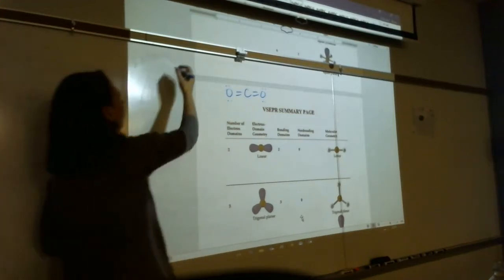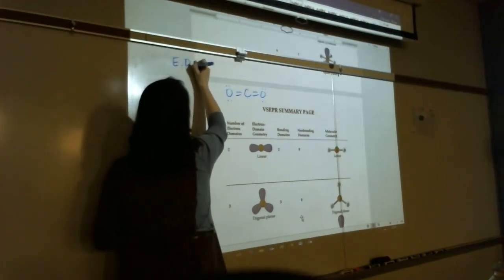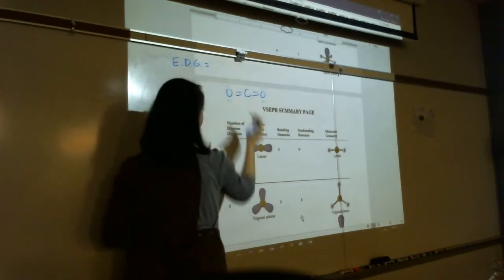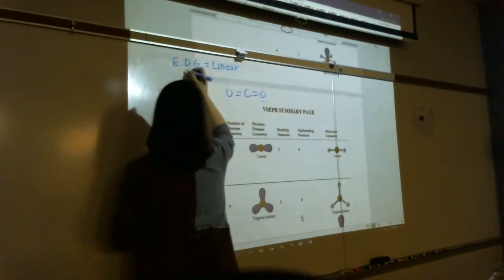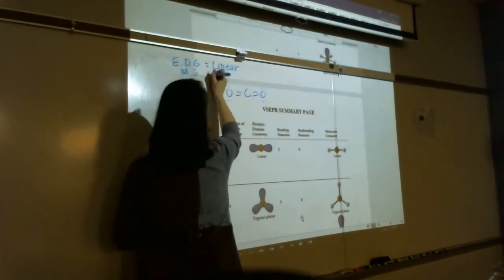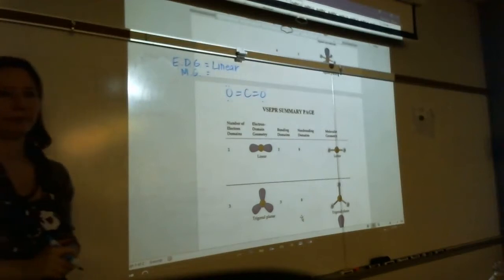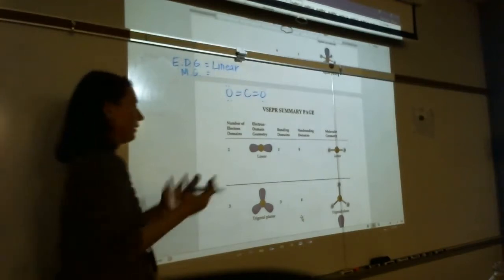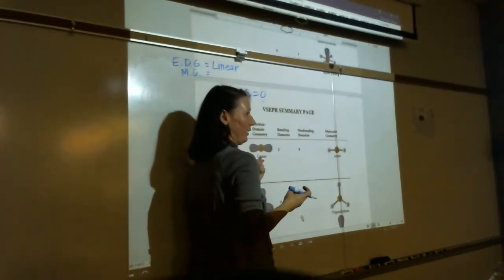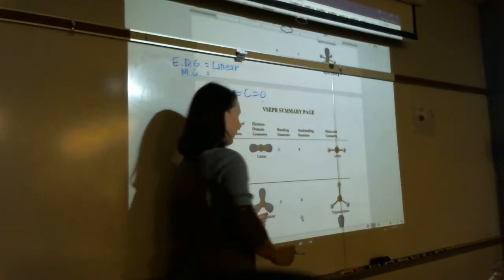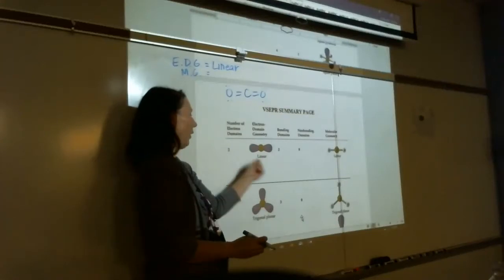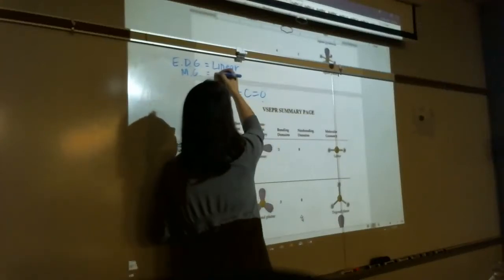So I'll just write it above. The electron domain geometry is linear. And the molecular geometry, are there any lone pairs on the central atom? No. And you couldn't have that scenario anyway, because if you had a lone pair plus 2 domains, that would kick you here immediately, right? So by default, the answer here is also linear.